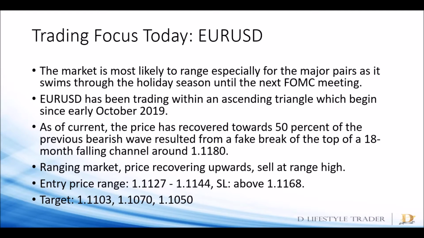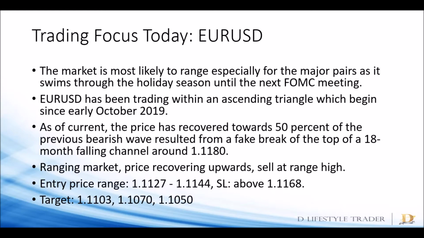Well, given that right now it's a ranging market, price is recovering upwards, so we are intending to sell at the range high. The trading plan is simply that we are going to look to sell at the price range of 1.1127 to 1.1114. Stop loss just above the 1.1168. Targeting at 1.1103, 1.1070, and 1.1050.